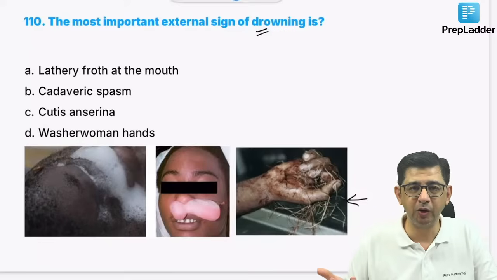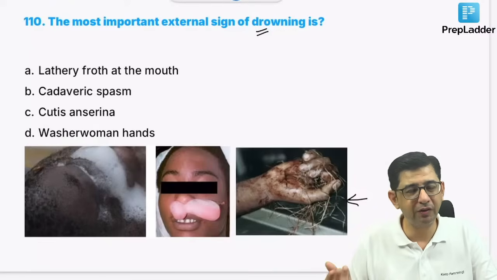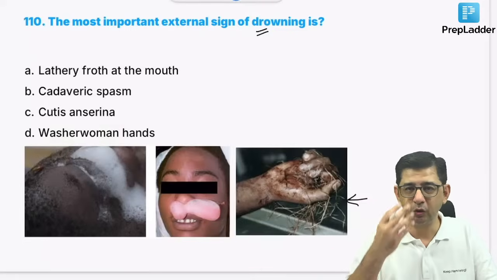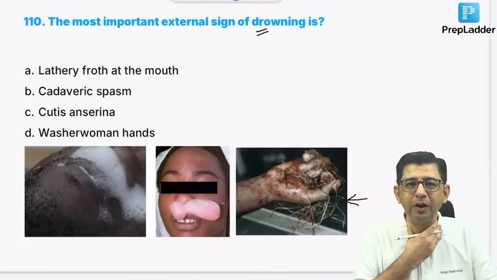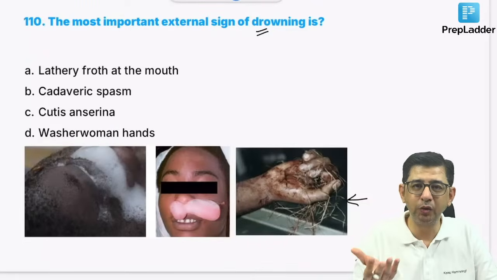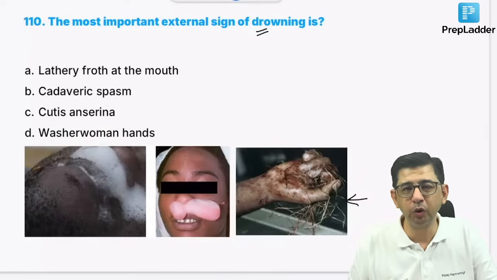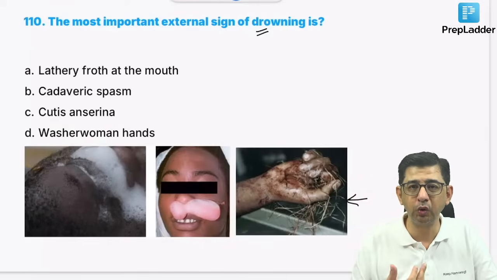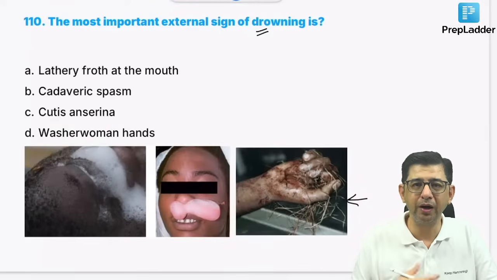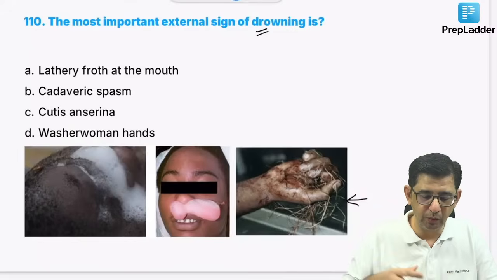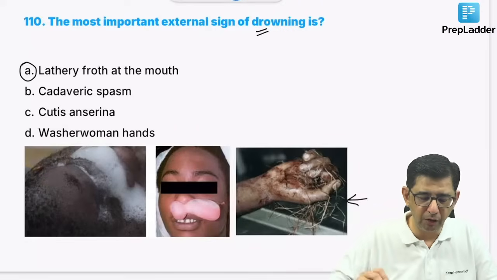If a dead body is brought by the police and they say, sir, can you just tell us what is the cause of death? And there is no bleeding from the nose occurring, then it is not somebody who was strangulated. Then the next thing you need to notice is if there is froth coming from the nose of the patient. If there is froth coming out of the nose, that means that the patient had drowned and it was the lungs that were getting involved. So the most important external sign of drowning is going to be lathery froth at the mouth.